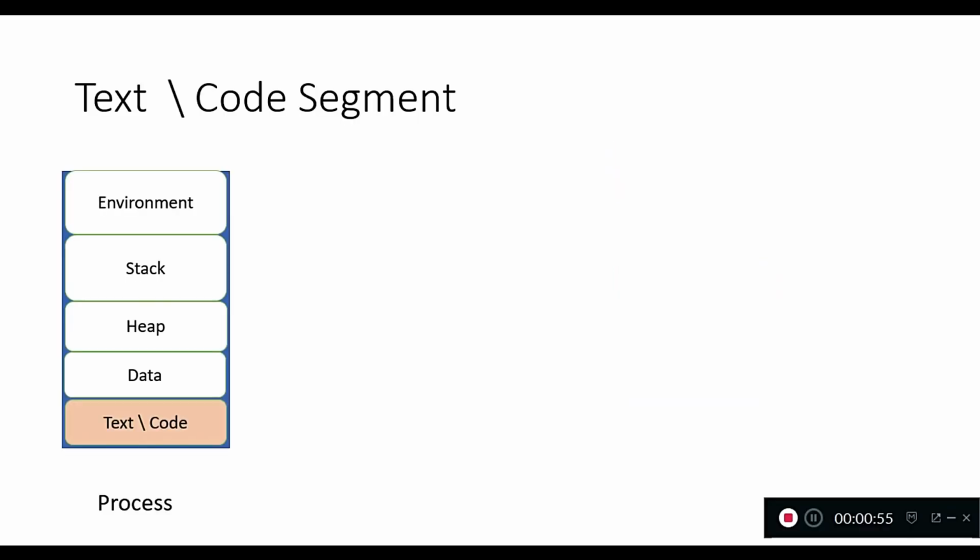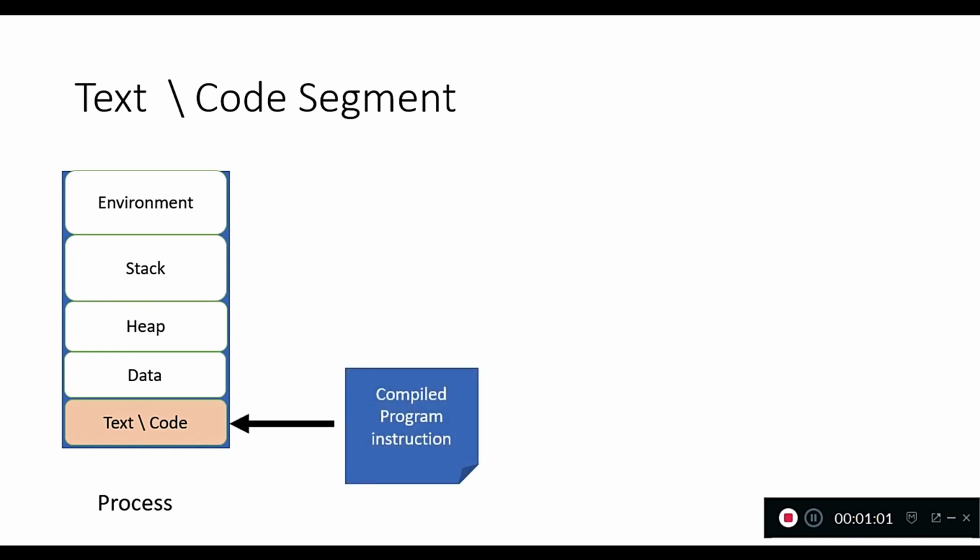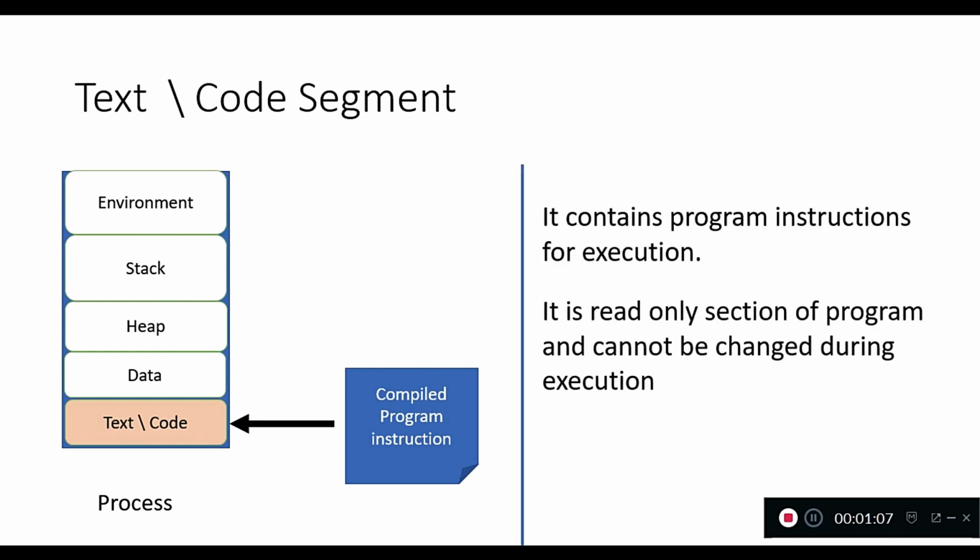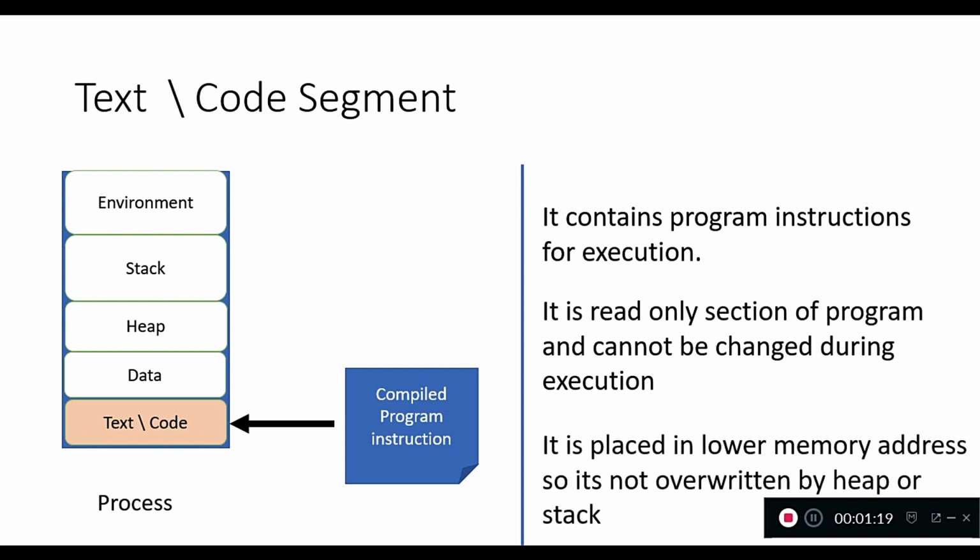So let us understand the segments bottom up, starting from text segment. The text segment holds the compiled program instructions that will be executed as the program runs. Next, it is a read-only section of the program and it cannot be changed when the program is executing. So we cannot have any instruction that is changing the text section itself. And also you can see that the text section is placed in the bottom or the lower memory address so that it is not overwritten by the heap or the stack memory. It is also possible that text section is shared between multiple processes.